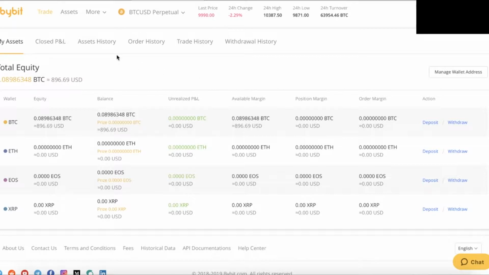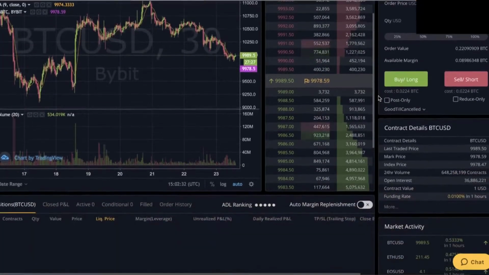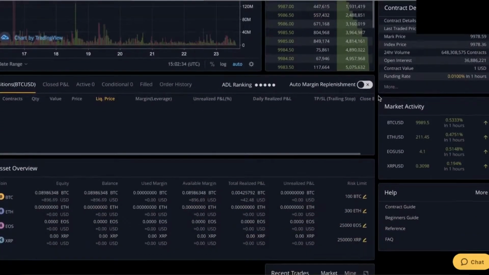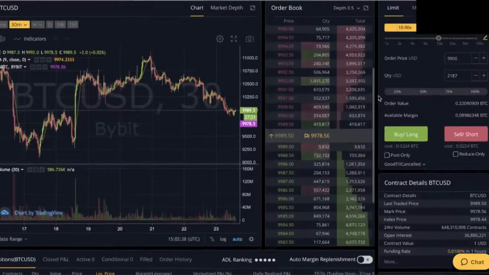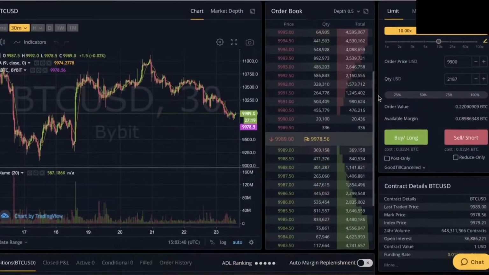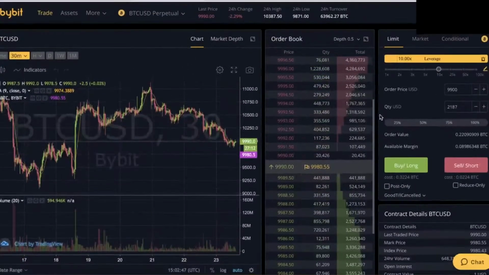So now that you've got some Bitcoin in your account, go back to the top left here, click on the trade button, and this is my trading dashboard. Yours is going to look a little bit different, but I have organized things so that what I need as a priority is right at the top, and what I don't need as a priority, for example the recent trades tab, is right at the bottom. I will never need to read that.